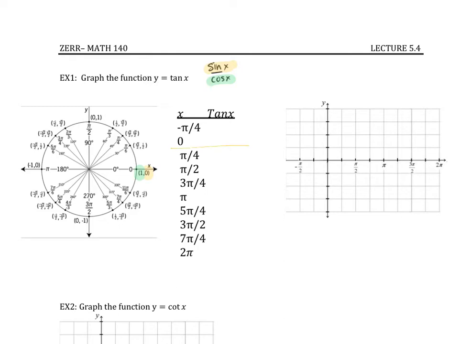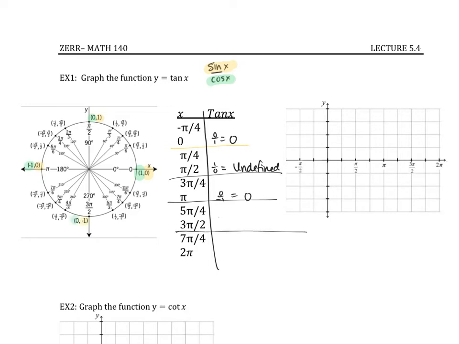Let's look at 0. Okay, y divided by x. We've got 0 divided by 1, so that's 0. Let's look at pi over 2. We would have 1 divided by 0, which is undefined. At pi, we've got 0 divided by -1, so that is 0. At 3 pi over 2, we have -1 divided by 0, so that's undefined.